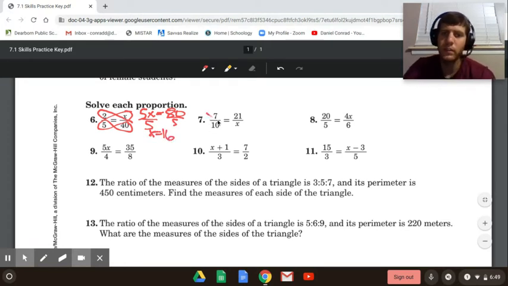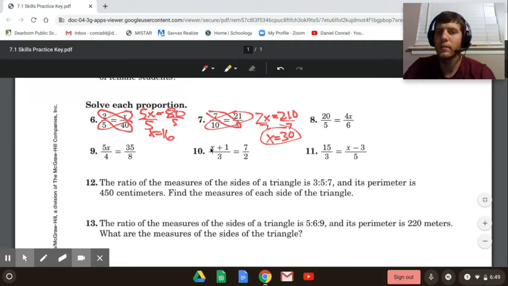All right, over here, cross multiply. So we get 7x on the left, and 21 times 10, so that's 210. Divide by 7 on both sides. X is going to be equal to 30.